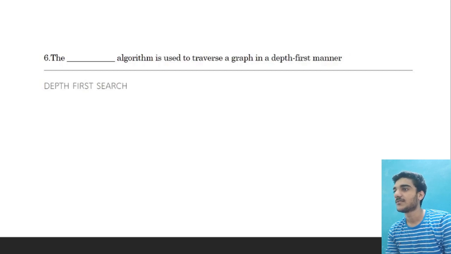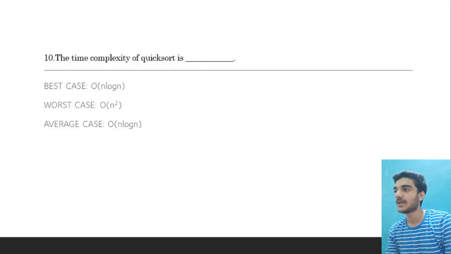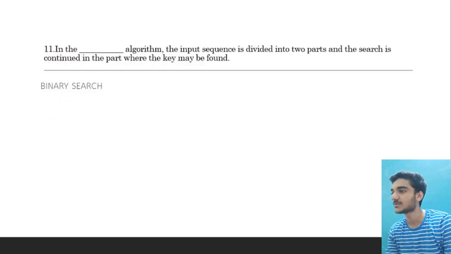The Dijkstra algorithm finds the shortest path between two nodes in a graph. The depth first search algorithm is used to traverse a graph in a depth first manner. The breadth first search algorithm is used to traverse a graph in a breadth first manner. The time complexity of binary search is big O of log n. The time complexity of merge sort is O of n log n. The time complexity of quick sort is, in the best case, n log n, in the worst case O of n square, and in the average case O of n log n.